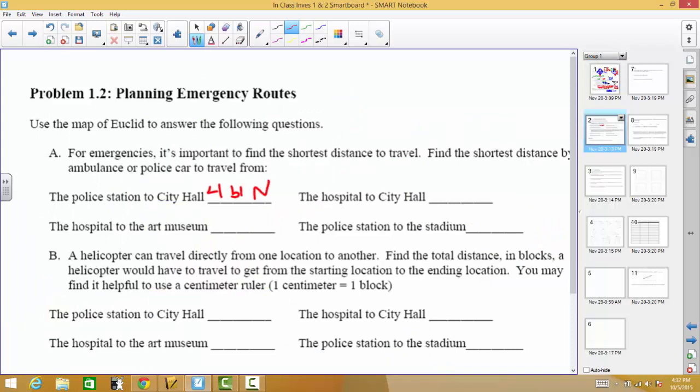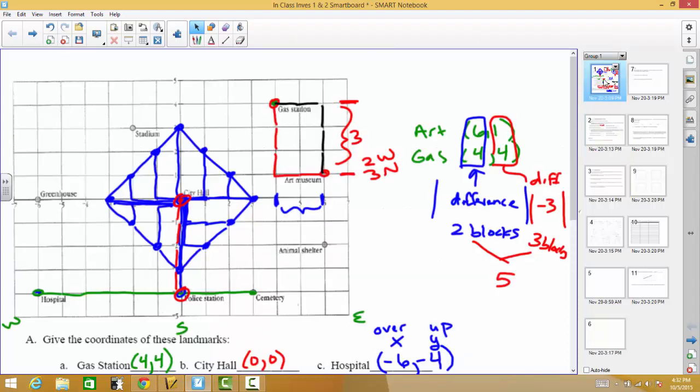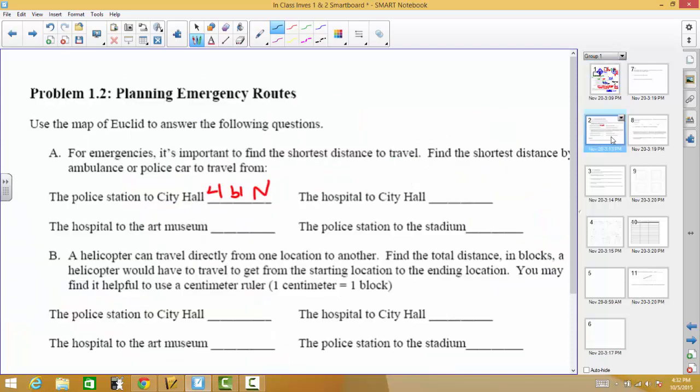Question number 2. Hospital to City Hall. Go ahead and see if you can get this. Pause me. Okay, so you have 2 options. They're both the same. You could either go 1, 2, 3, 4, 5, 6 east, and then 1, 2, 3, 4 north, or you could do 4 north and then 6 east. So regardless, it is 4 blocks north, 6 blocks east.